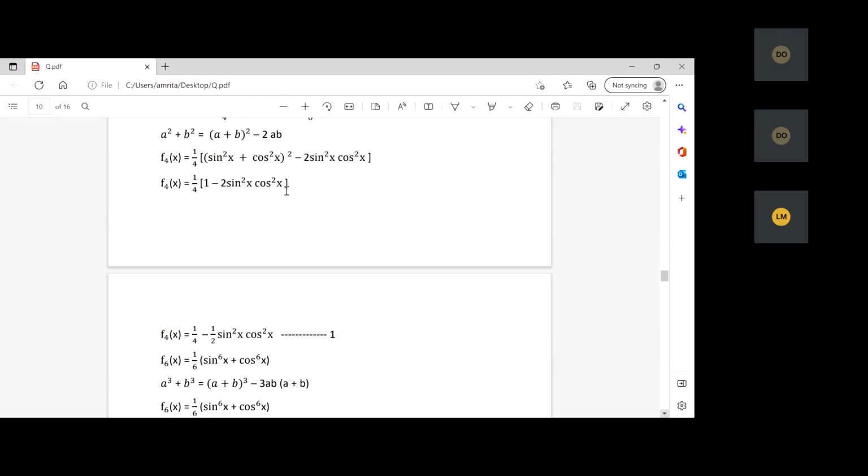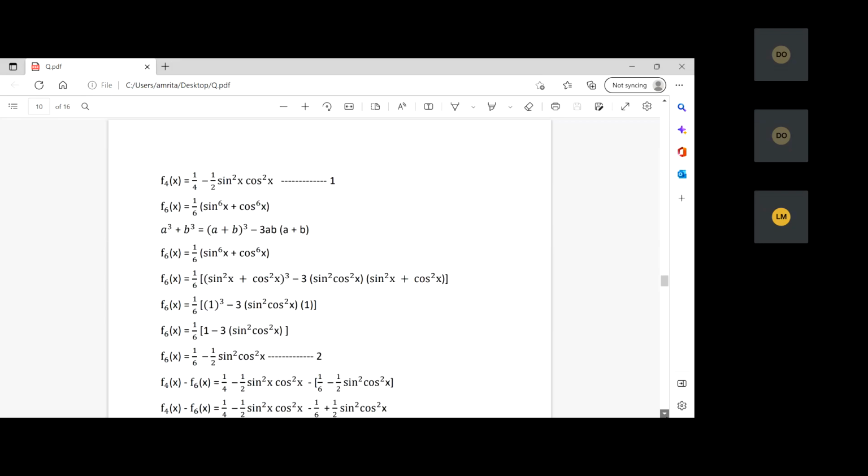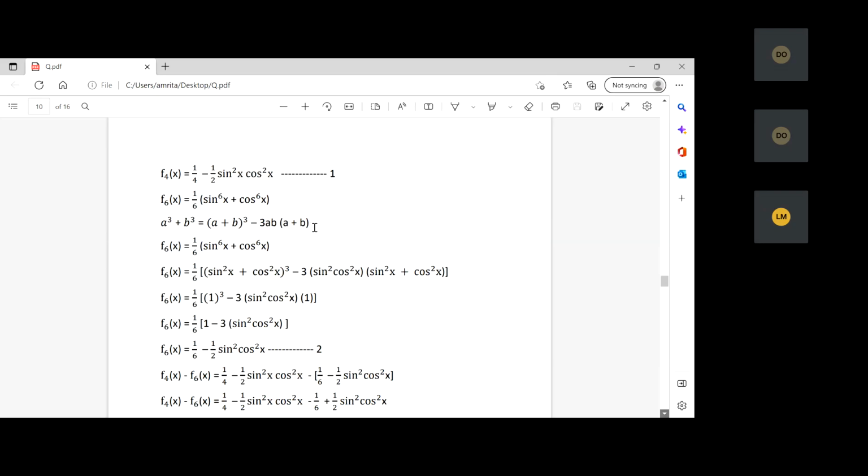Similarly, when looking at f6 of x, it's raised to 6, so you can think about the cube. It's something like a cube plus b cube. You can use this formula: a cube plus b cube equals a plus b whole cube minus 3ab into a plus b. All these are formulas which we have studied maybe in our lower classes itself, right? So we are making use of these formulas to solve it.